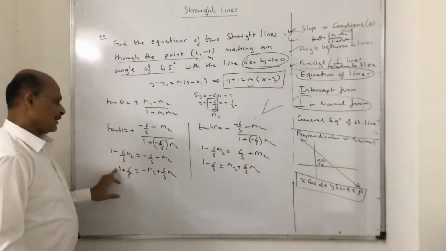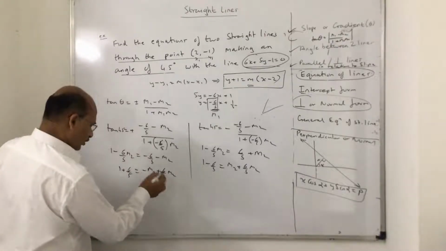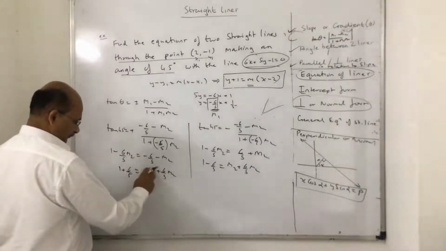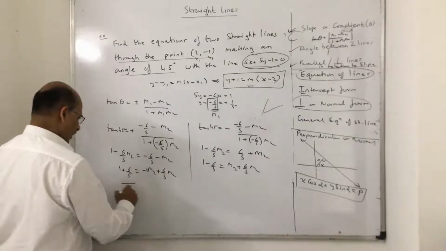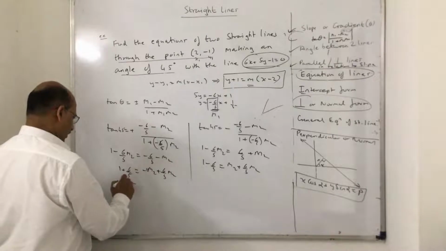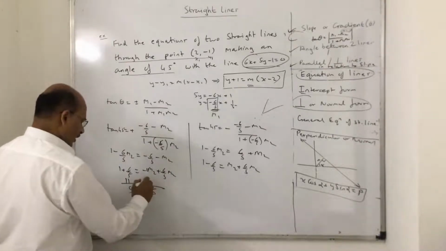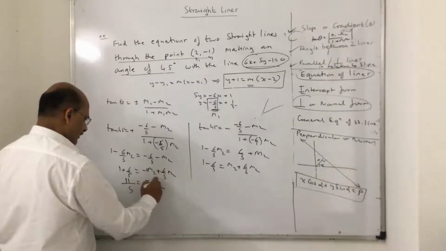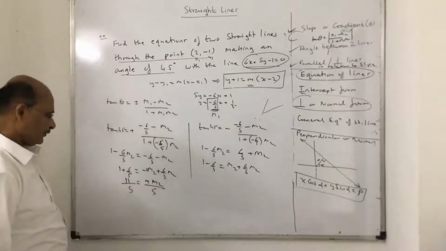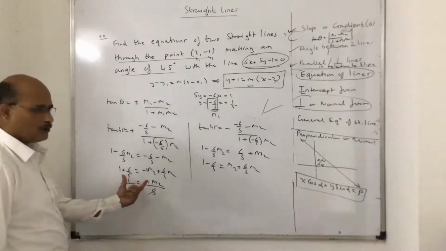Now 5 plus 6, 11 upon 5. Here you have to be careful. If you find the LCM here, this will be 5. So 6 plus 5, 11 is equal to, here the LCM will be 5, so minus 5 m2 plus 6 m2 is plus m2, right? So I think I got this point clear. So m2, one of the slopes I got as 11.